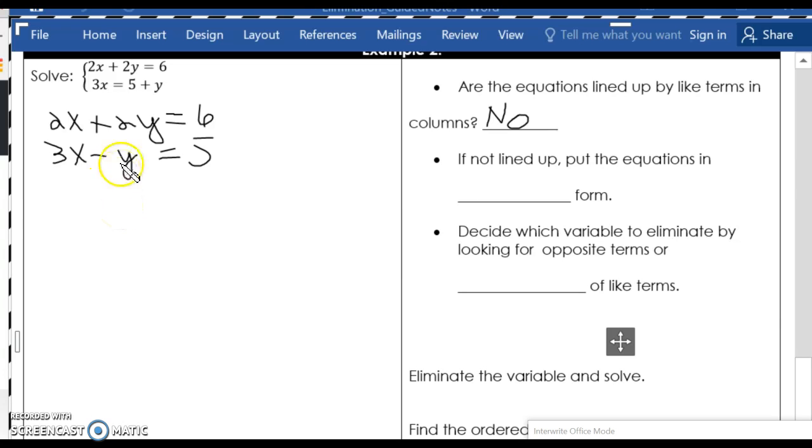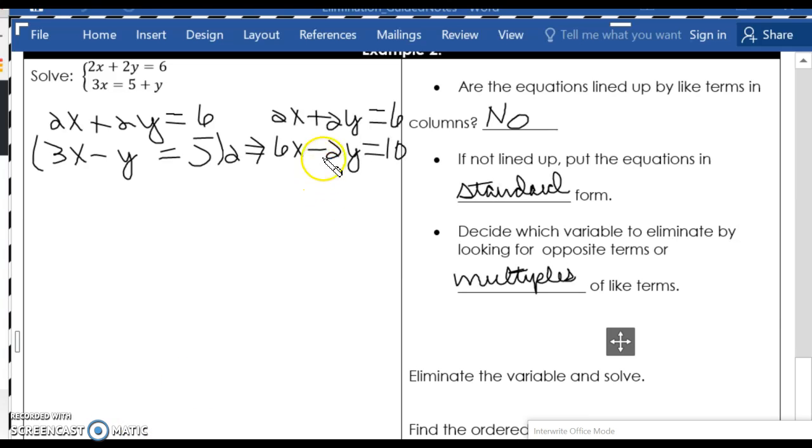We don't have opposite signs on either of the variables, but could we make them? We have positive 2y and negative y. So if we multiplied our second equation through by 2, we should be able to eliminate y. So we get 6x minus 2y equals 10. So now, when we add our two equations together, our y's will cancel out. 2x plus 6x is 8x. 2y minus 2y is 0. 6 plus 10 is 16. Now solve for x.